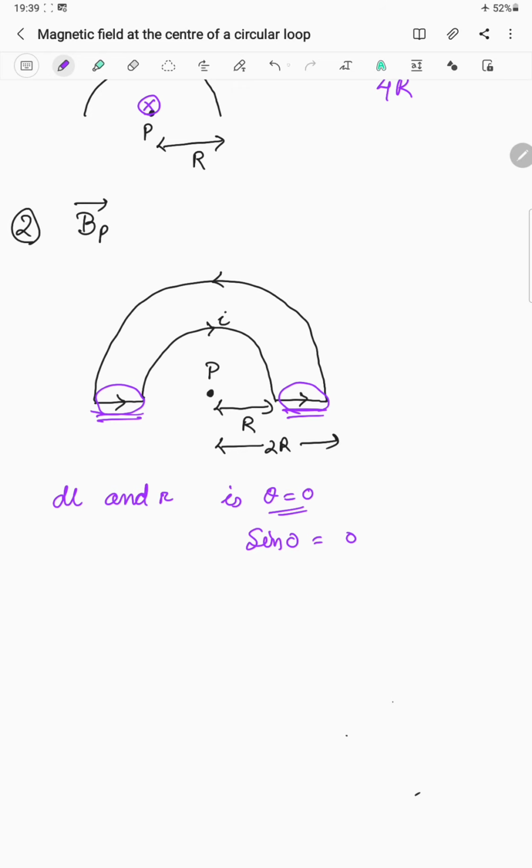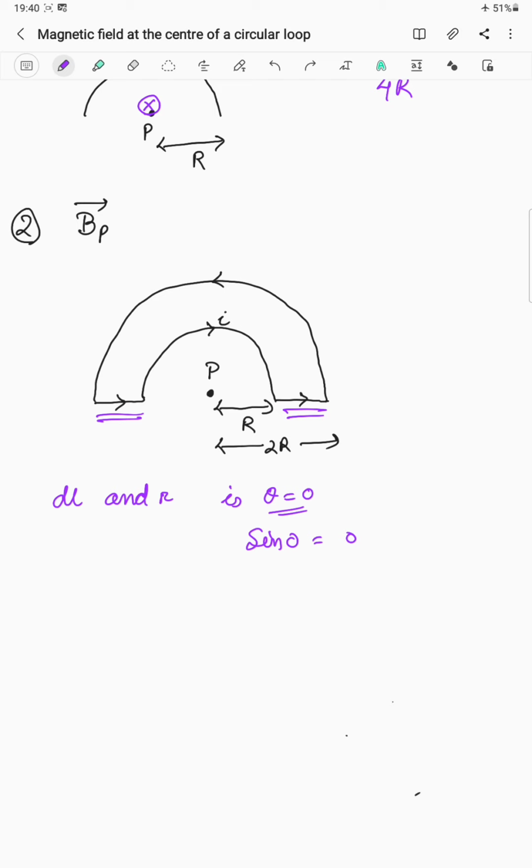Then what other parts are left out? There are two semicircles left out. In the inner circle the current is going clockwise, whereas in the outer one anti-clockwise. So it is quite obvious that the magnetic fields produced will be in opposite directions. Now the question comes, which one will dominate?